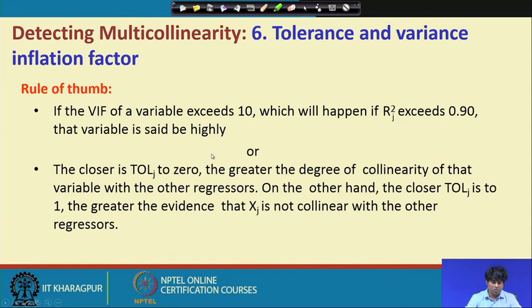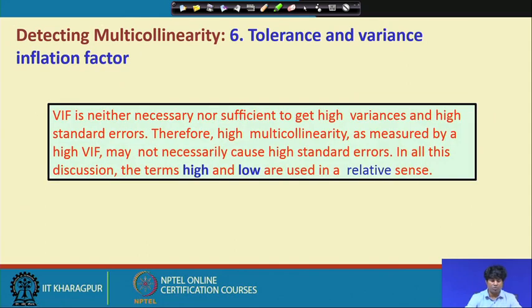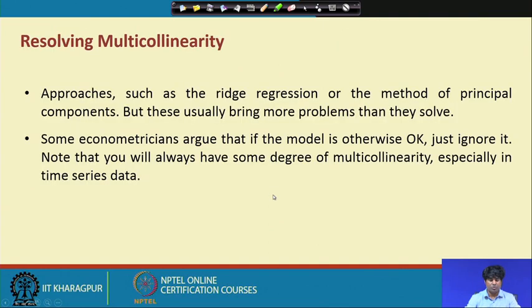We have already discussed this VIF, and technically the tolerance factor. So 1 minus R square is the tolerance factor. VIF is calculated as 1 by tolerance, and tolerance is exactly equal to 1 minus the coefficient of determination, that is R square j.